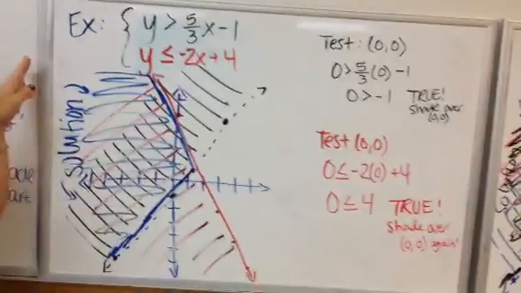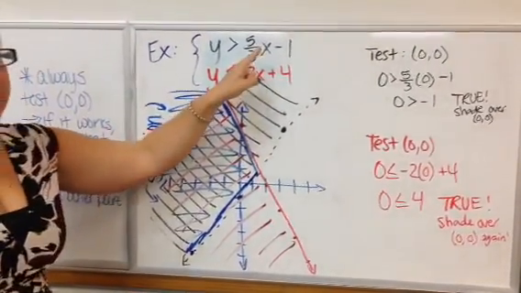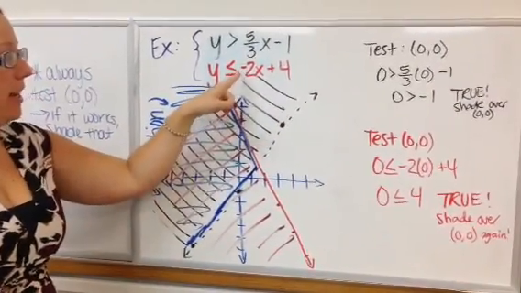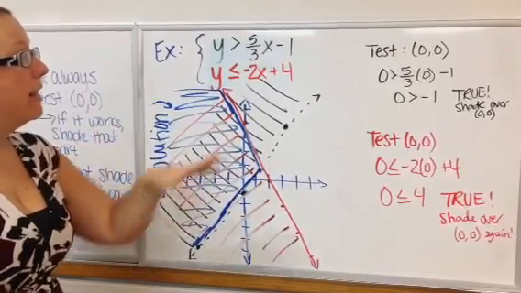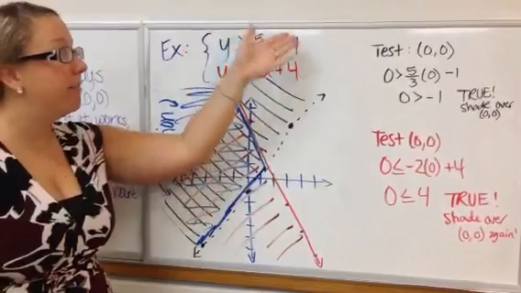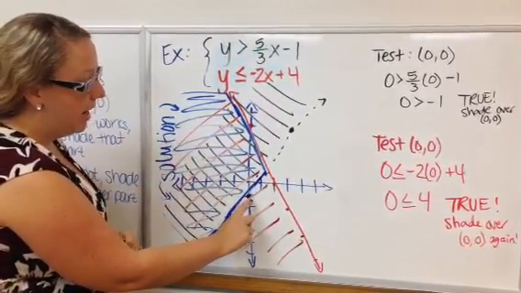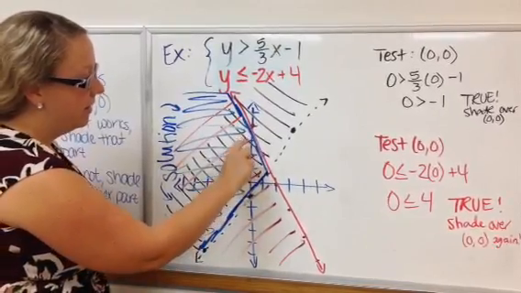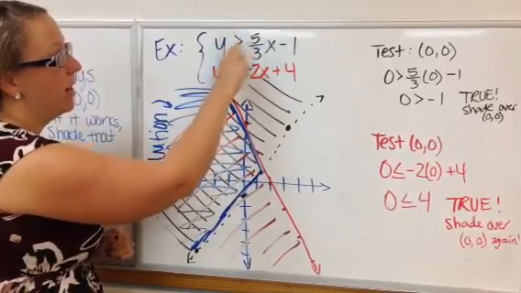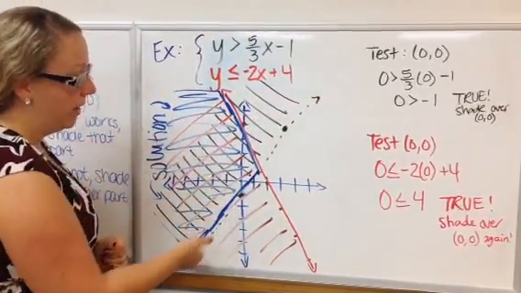So example 1. y is greater than 5/3 x minus 1 is your first inequality, and y is less than or equal to negative 2x plus 4 is your second inequality. So graphing the first line first, you're going to start at negative 1 as your y-intercept, and you're going to go up 5, and you're going to go right 3, and because it's greater than and it doesn't have the or equals to, you have this dashed line going through it.